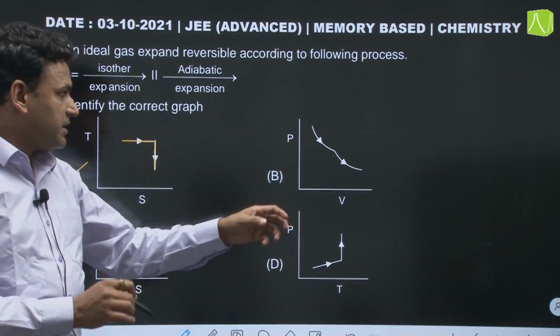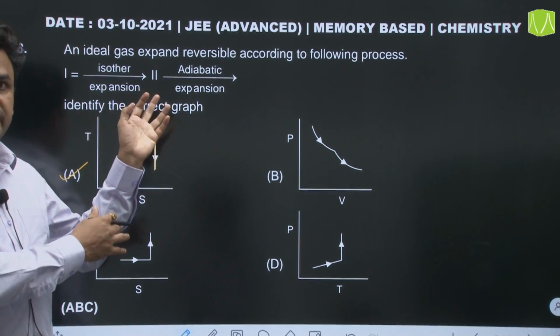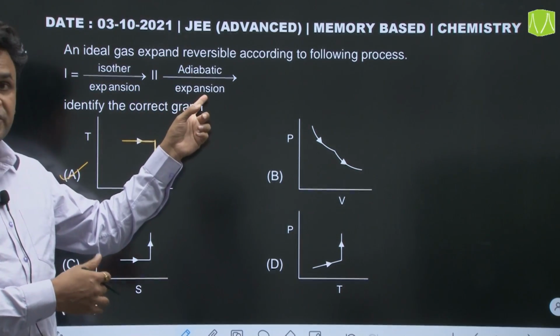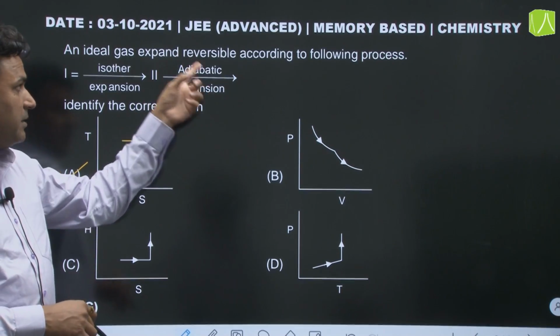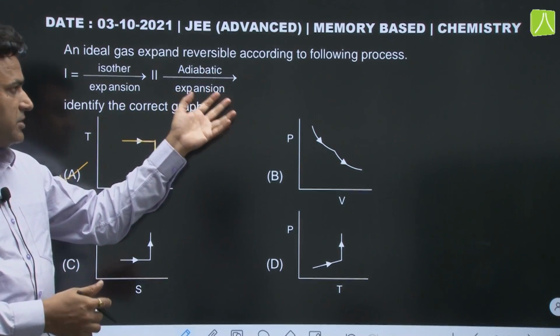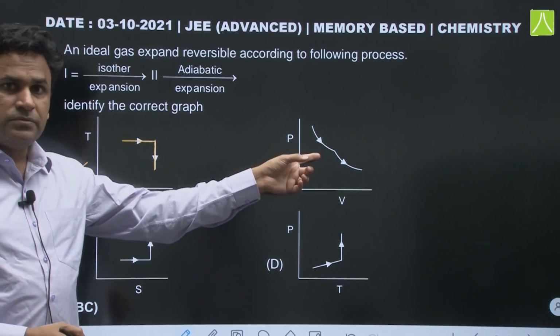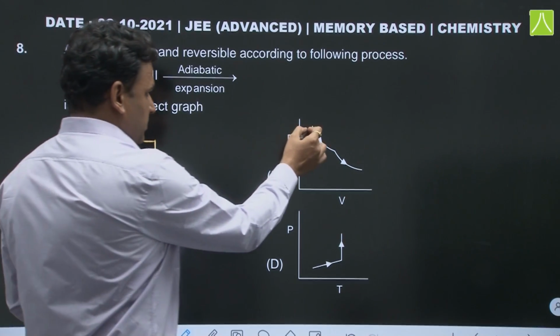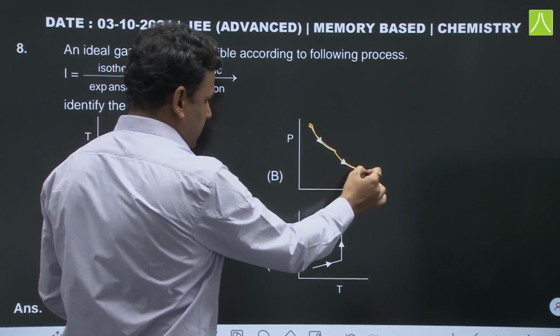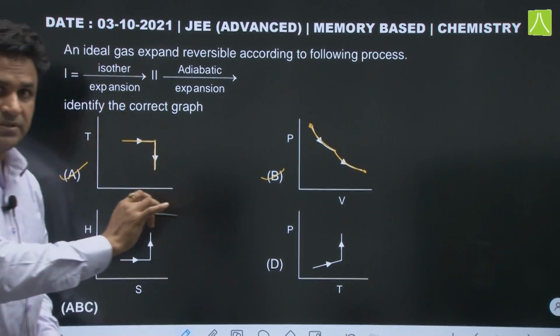This is a very common graph. We all draw PV graphs very commonly for these two types of processes, isothermal expansion and adiabatic expansion. We know that the slope of adiabatic is more in comparison to isothermal. The adiabatic expansion is going to be a bit steeper in comparison to isothermal expansion. So if this graph is for isothermal, then the second is going to be adiabatic. So this is also going to be a correct option.